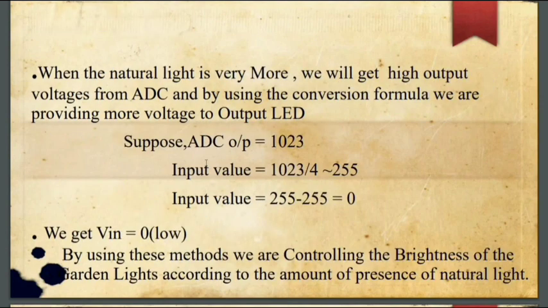And in the second case, when the natural light is very high, we will get high output voltages from the ADC. And by using the conversion formula, we are providing less voltage to the output LED. Suppose the ADC output is equal to 1023, the input value is equal to 1023 divided by 4, which is approximately equal to 255. Now the final input value is equal to 255 minus the input value, that is 255 minus 255 equal to 0. We get Vin equal to 0, that is a low value.